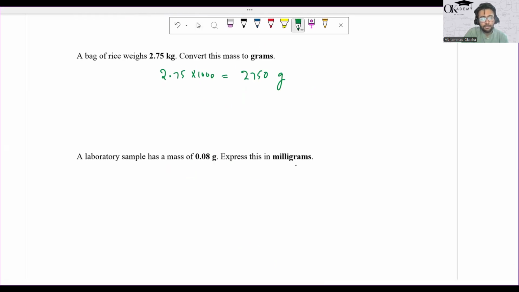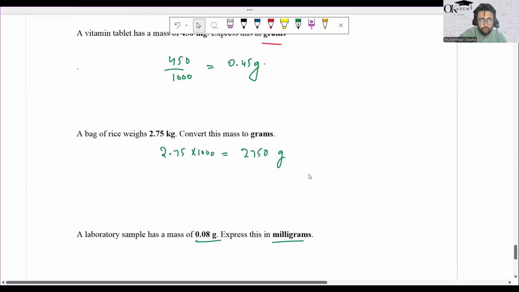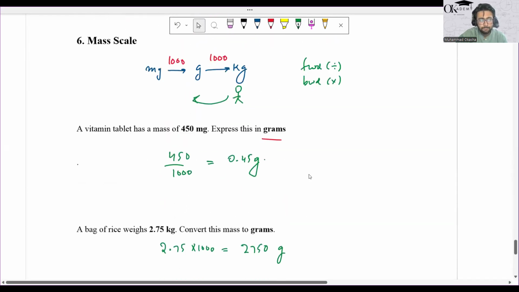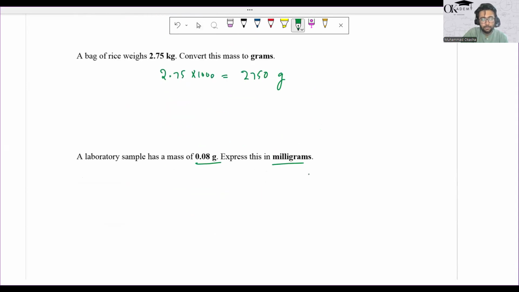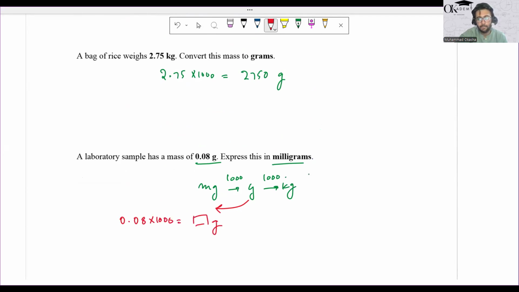Right. A laboratory sample has a mass of 0.08 grams. Convert this into milligrams. We know that if you have mg, g, and kilograms, 1,000 and 1,000. Gram to milligram is backward. So you'll take this and multiply it by 1,000 and you will get a certain number of milligrams.